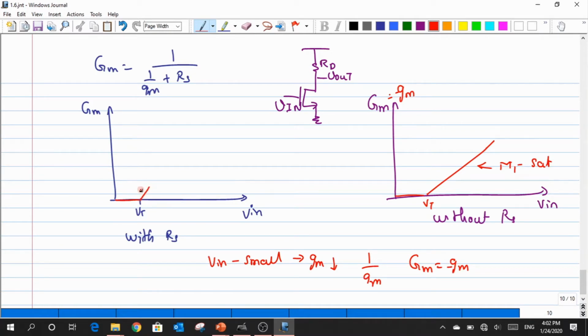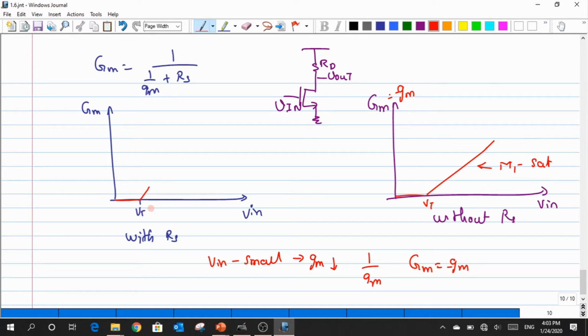But what happens the moment the value of Vn keeps rising? When I move towards the right, the value of Vn keeps rising, right? So what happens after then? Yeah, both the quantities would play, because 1 upon GM will also come into play and even the value of Rs will also come into play.